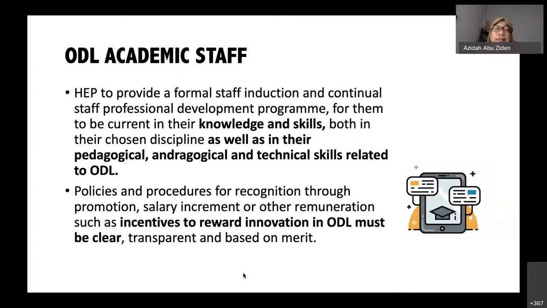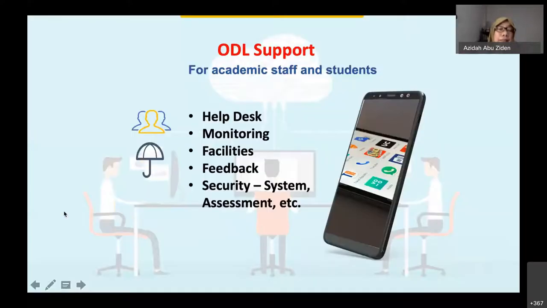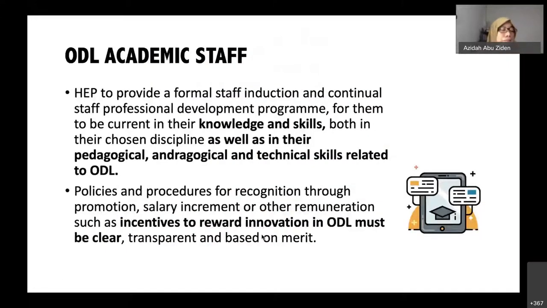So mesti nyatakan, the HEP must clearly say in the document what incentive to reward innovation in ODL. Jadi apa kalau mereka buat satu innovation? Innovation termasuklah SIM. SIM can be considered as innovation. So apa yang mereka dapat? For example, salary increment, or they will be paid over and above for the SIM, or replacement. Two SIM equal to one Scopus publication. Itu saya cakap je lah, ya.